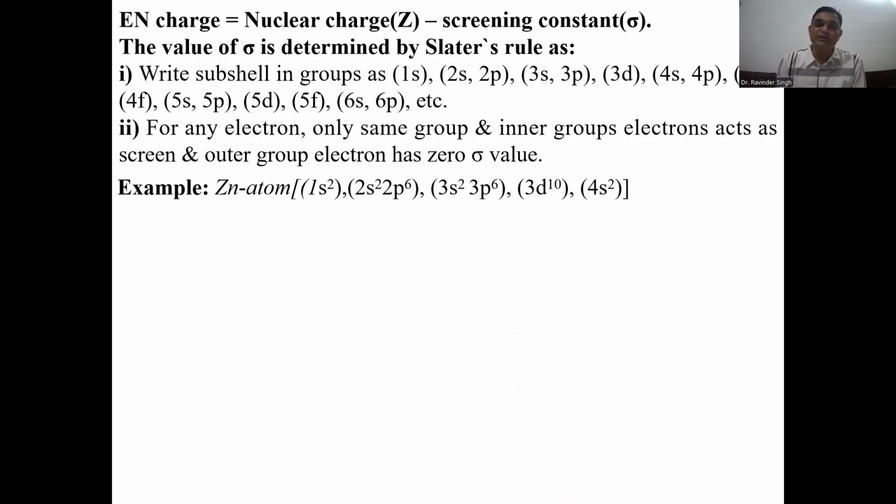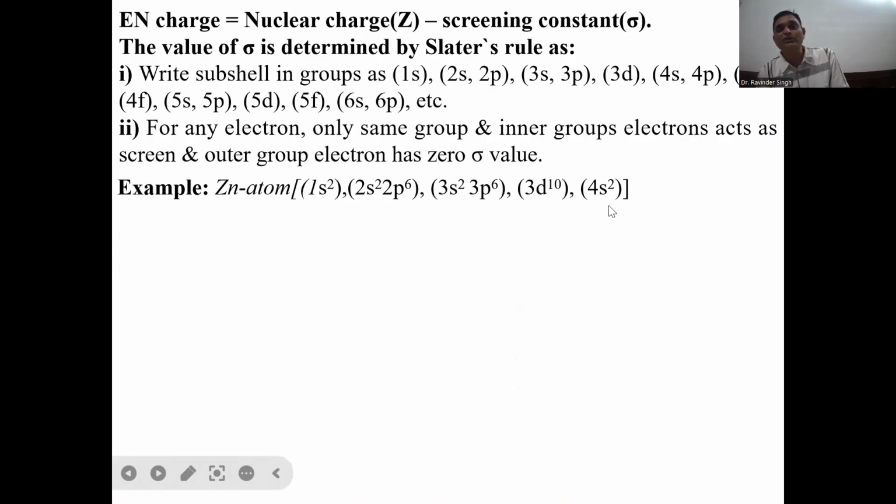So the question may be asked about any of the electrons in any of the atoms. For example, in zinc atom, the question may be asked like that. Okay, so the main point is point number two. What it states is that the electrons... for example, the question is what is the effective nuclear charge experienced by 4s electron?